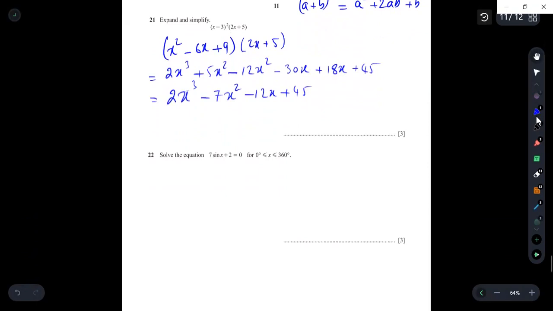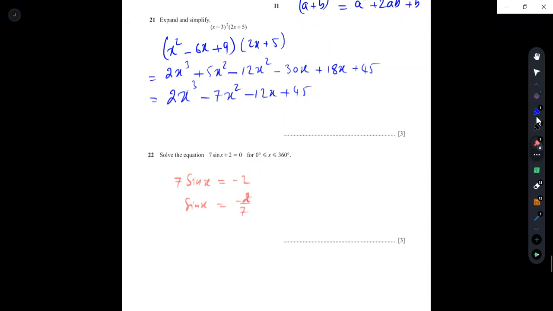Okay, question number 22. 7 sine x plus 2 equal to 0. Solve this equation. So we have to make sine x the subject first. Taking 2 to the other side, we get 7 sine x equals negative 2. Sine x equals negative 2 over 7.